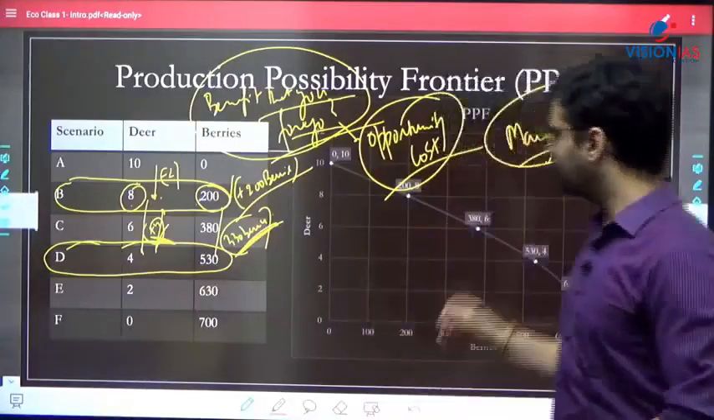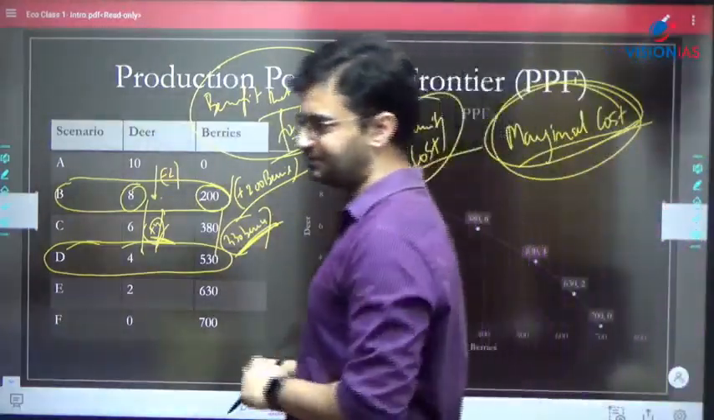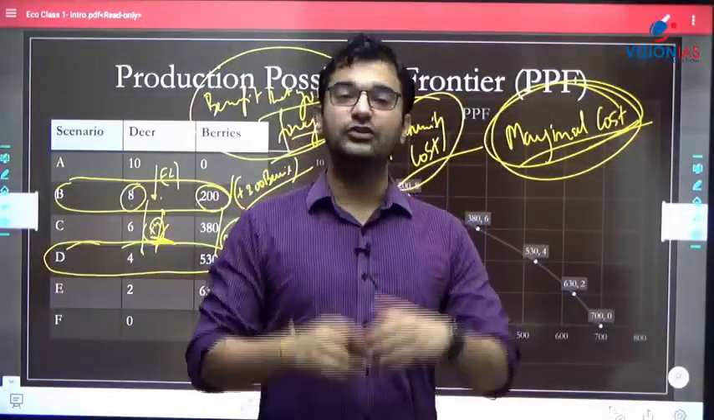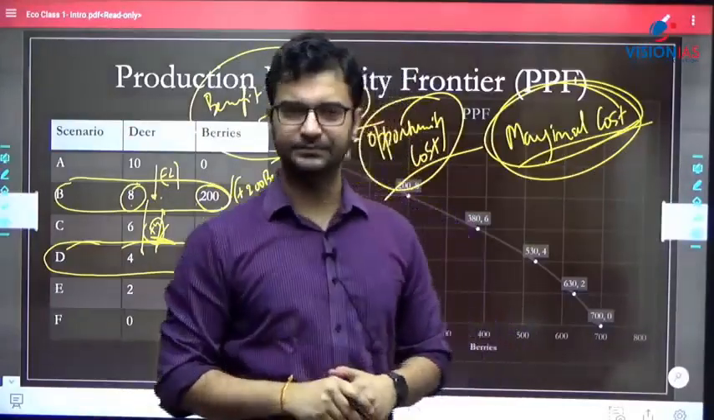Now let's understand the concept of marginal cost. What is meant by this term? Marginal cost. Marginal cost क्या है? Marginal cost is the cost of producing one more unit of output.